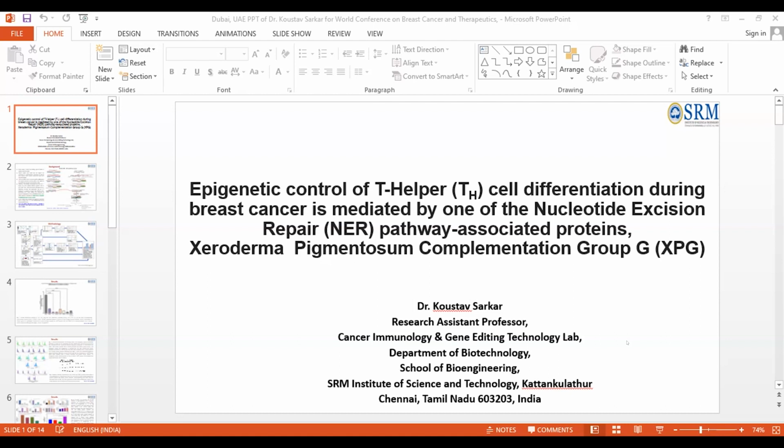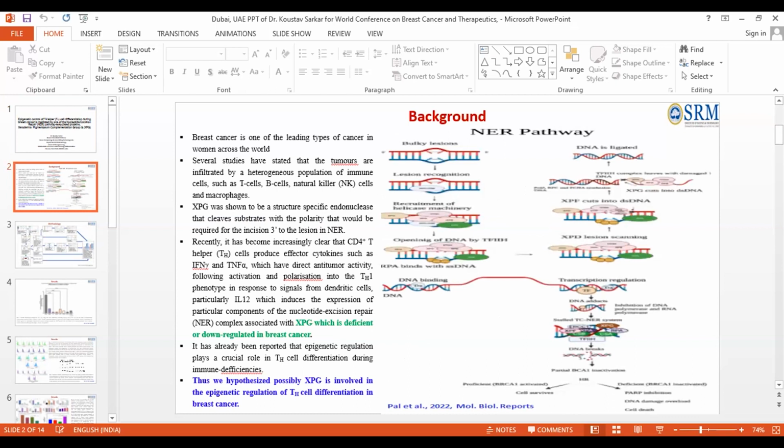One of the major nucleotide excision repair proteins is XPG, that is, Xeroderma pigmentosum complementation group G. Here we can see that this particular protein is mainly associated with the NER pathway, and it actually targets the NER pathway via different types of tumor suppressor proteins, especially BRCA1.